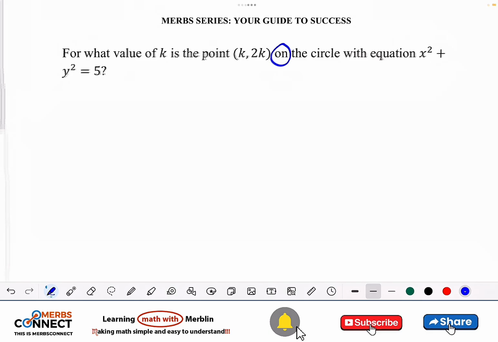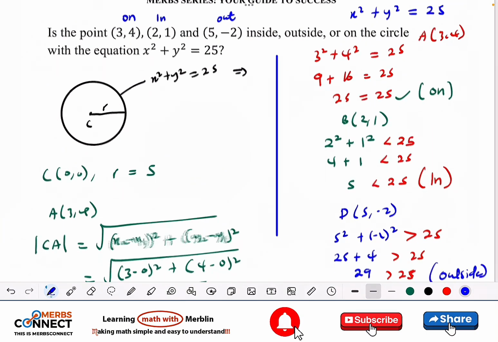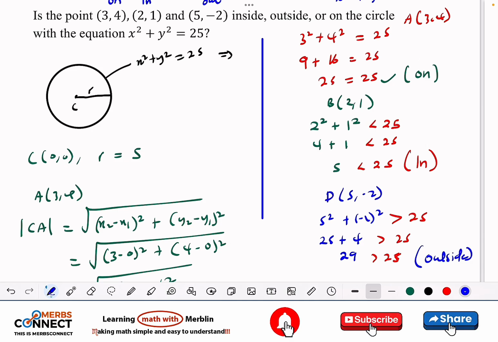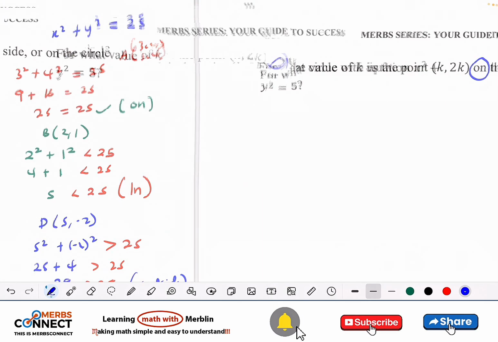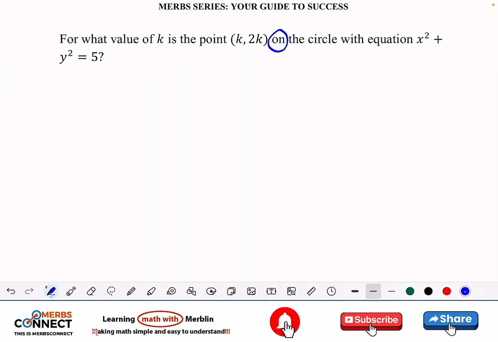On the circle. So remember we said that if it's on the circle, we can use two approaches. We can just use the right or the left. But because I'm teaching you, I'll use the left and then the right. Let me use the long approach before I come to the short approach. So if we are talking about on, then as we know, we need to first, let me use the shortcut first.